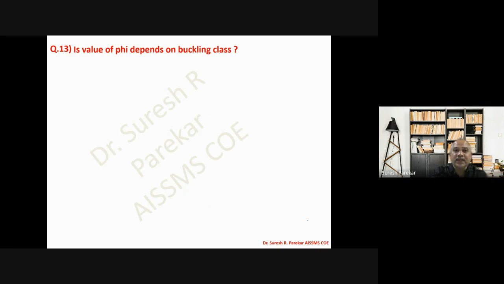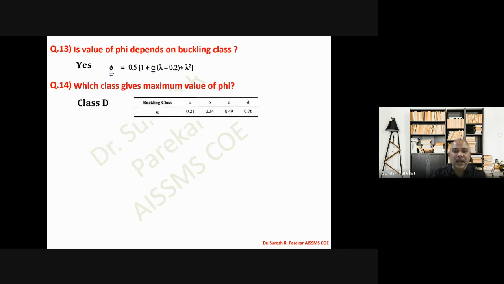The value of phi depends on the buckling class. Yes. So our phi value is 0.5 times 1 plus alpha times lambda minus 0.2 plus lambda square. This value depends upon your buckling class, so automatically the value of phi also depends on the buckling class. Then, which class gives the maximum value of phi? That is class D. I can mention this again, it should be small d. And you can see phi is 0.5 times 1 plus alpha, and it is directly proportional to alpha, and the maximum value of alpha is for class D, and therefore the value of phi for class D is the maximum.